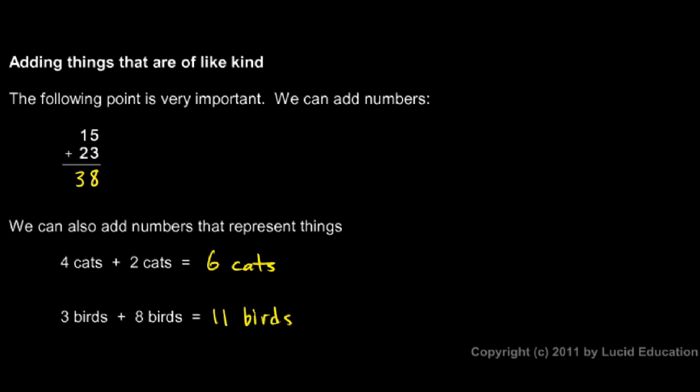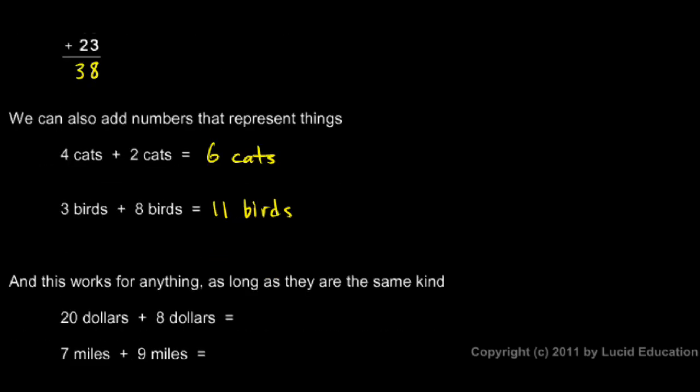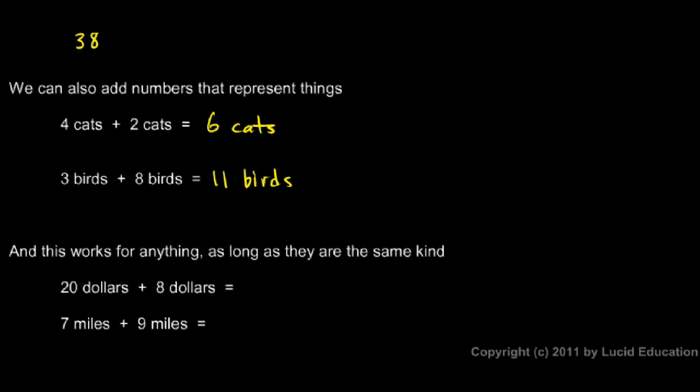And this works for basically anything as long as they are things of the same kind. So $20 plus $8. If you have $20 and you get 8 more, then it's very clear that you have $28. Or if you walk 7 miles and then you walk 9 miles, you've walked a total of 16 miles. So you can add things together as long as they are the same type or the same kind of thing. But if they're not the same kind of thing, you can't add them.